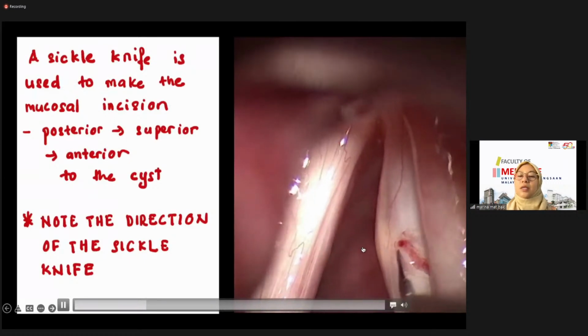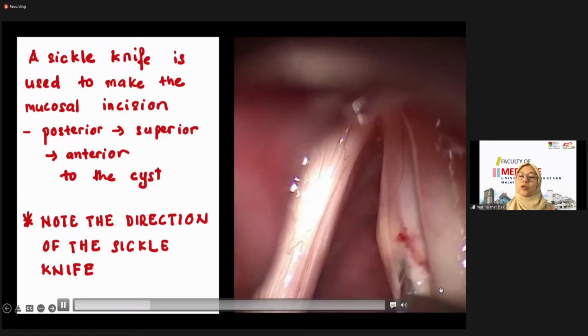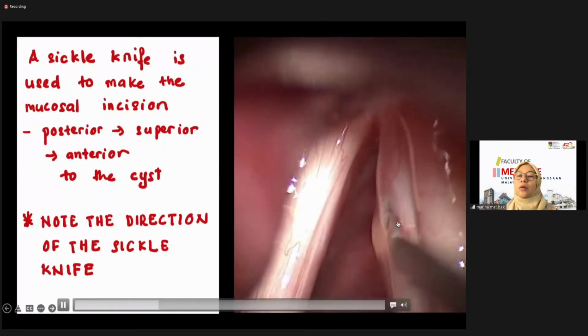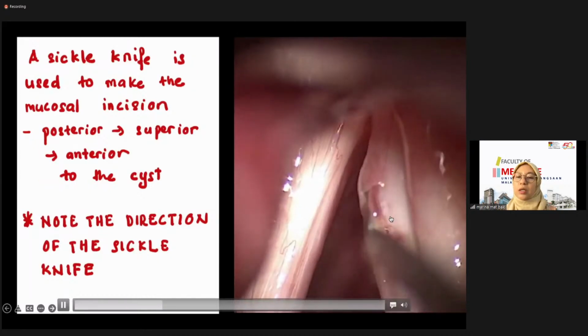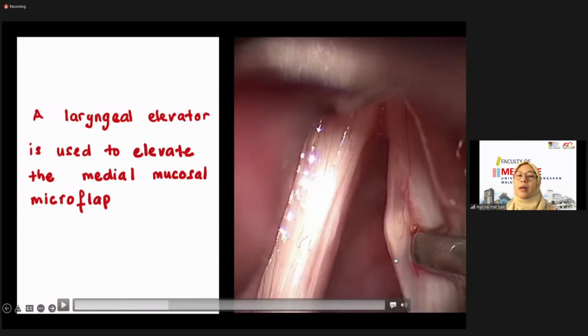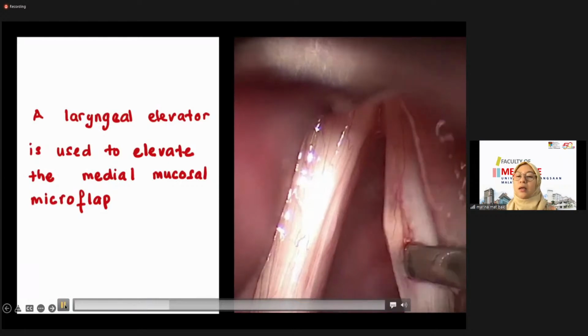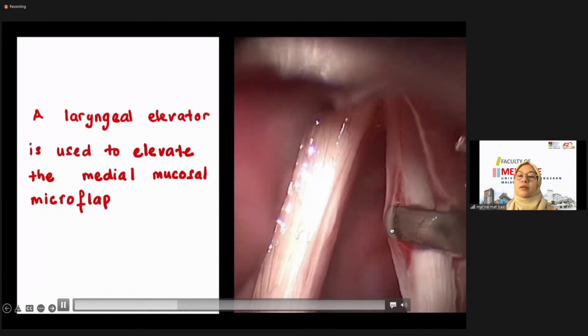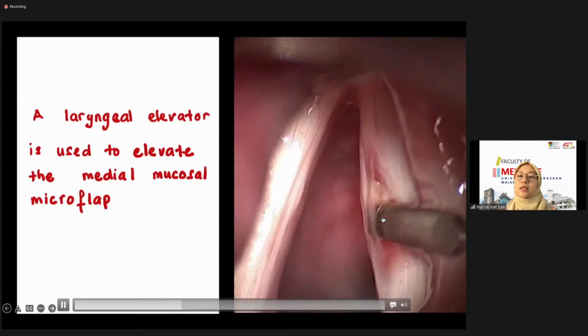And then you use a sickle knife to make an incision on the mucosa without puncturing the cyst. So this is what I meant by medial microflap. You don't make the flap lateral. If you make it lateral, you make the incision, you would see the vocal ligament first. But here, when you make the incision, what you see is the cyst. Okay, can you see that? The cyst. So you raise the flap medial to the cyst.